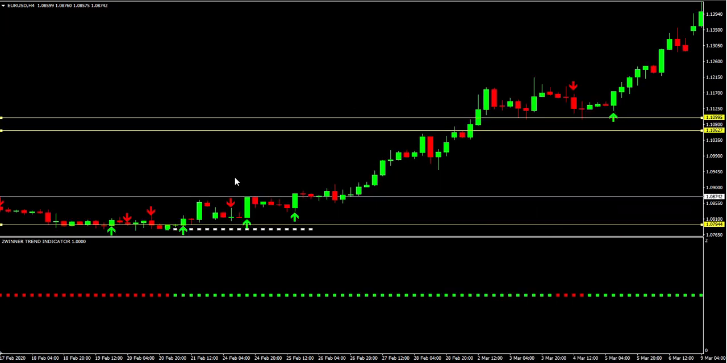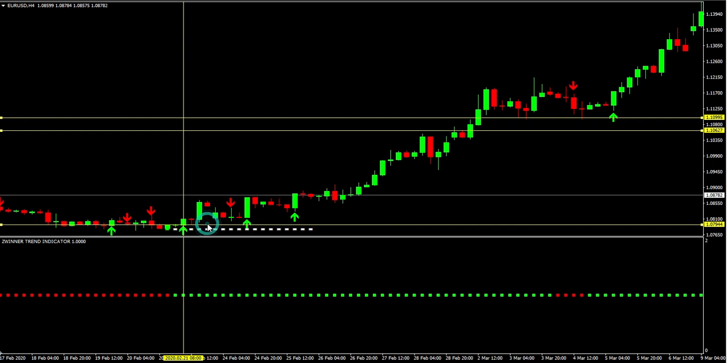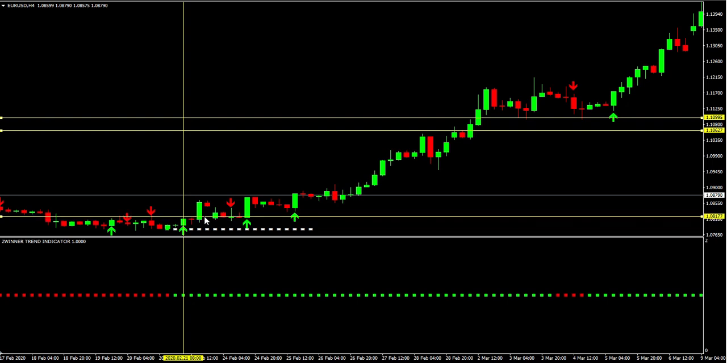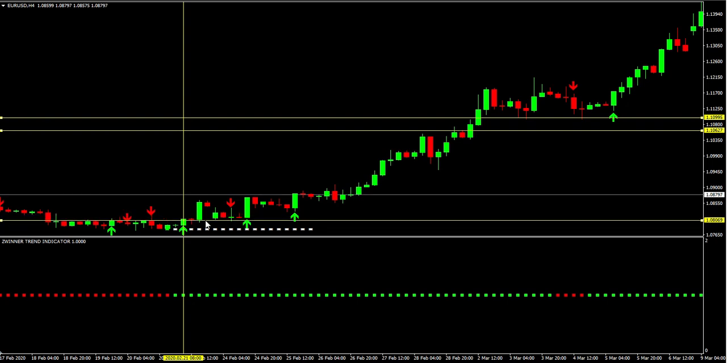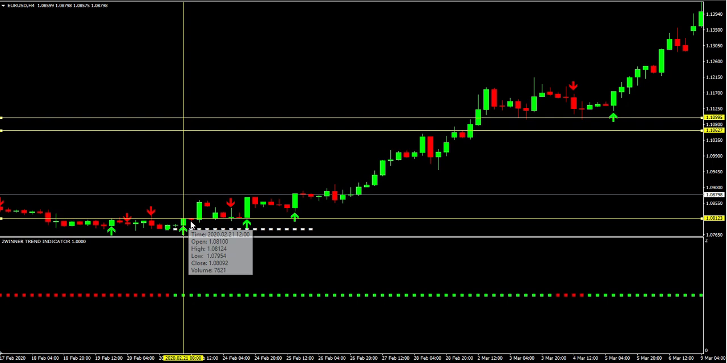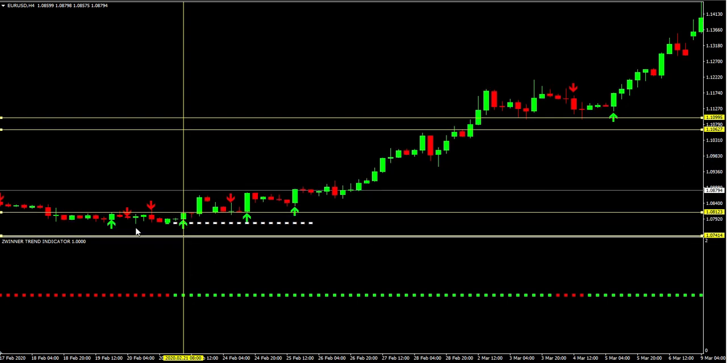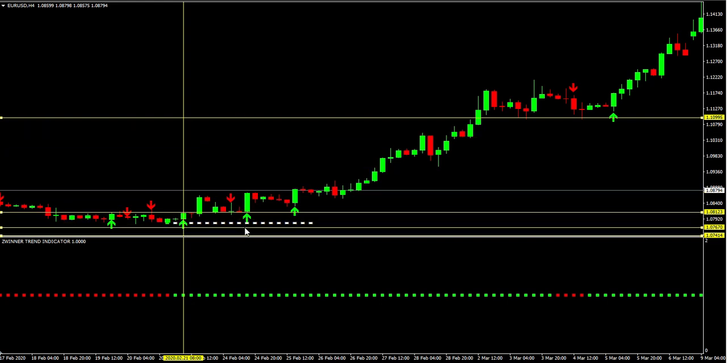The next signal you get on the 4-hour time frame is this one. This arrow, trend is up. So you bring your entry at the open of this candle, which is the red candle, and you place your stop loss a few pips below the most recent low, which is this one, and you look for the exit signal.